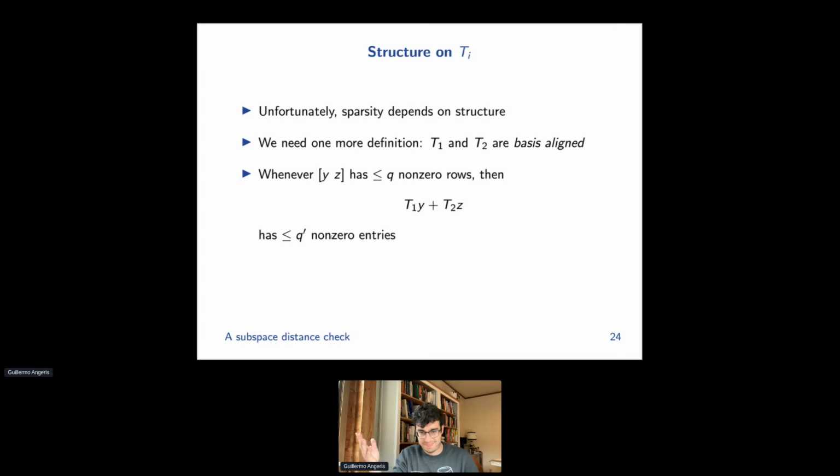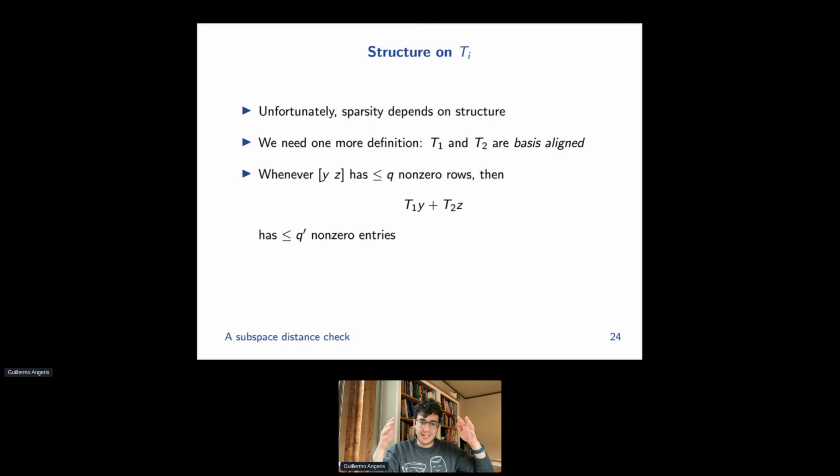And here's the definition. It's a bit silly because it's exactly the definition you need to make this work. Y and Z here are matrices, and Y and Z have less than Q non-zero rows, right? This is the same thing that I was mentioning before, which is that having a single entry of a row be non-zero will imply that the whole row is going to be marked as a non-zero row. Okay, so if Y and Z have less than Q non-zero rows, then T1Y plus T2Z has less than or equal to Q prime non-zero rows.